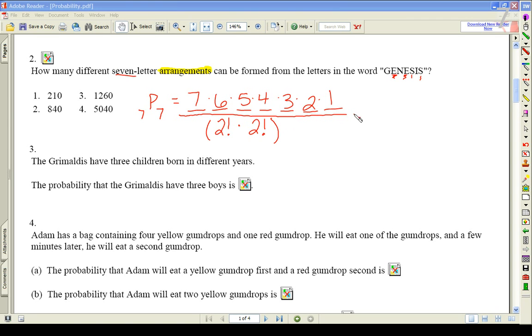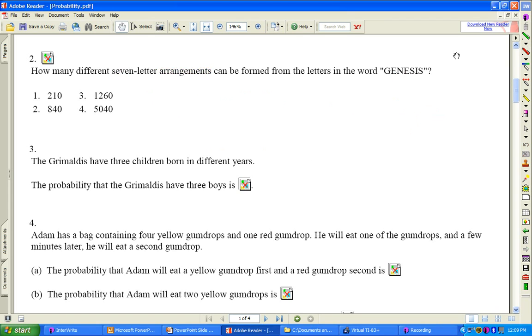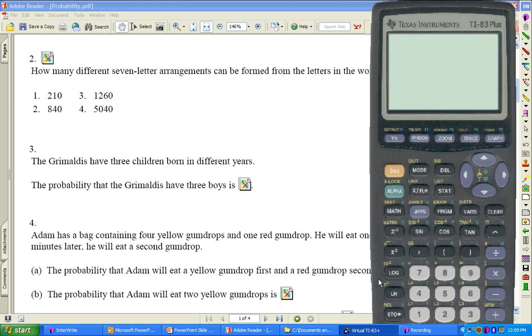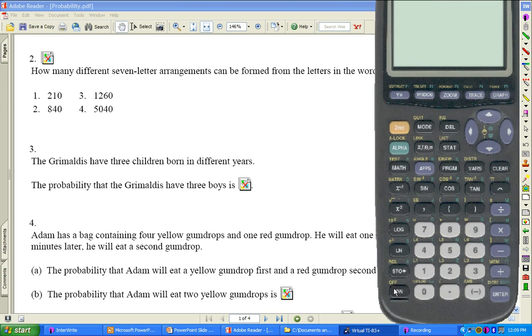So let's see what happens here. I'm first going to clean up that bottom. 2 factorial times 2 factorial is 2 times 1 times 2 times 1. So that bottom really becomes 4. So the 7 times 6 times 5 times 4 times 3 times 2 times 1 divided by 4. Alright, so that's going to cancel out with that. And then we have to do some multiplication here. So let's see what that's going to be. So if I take a look at my calculator, make sure it's turned on.